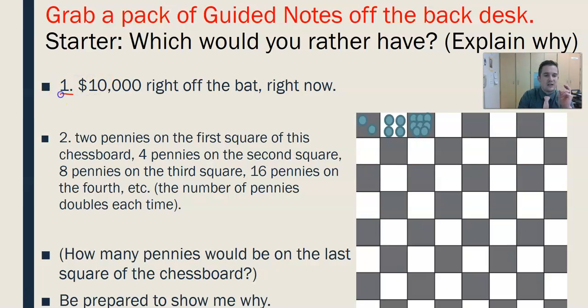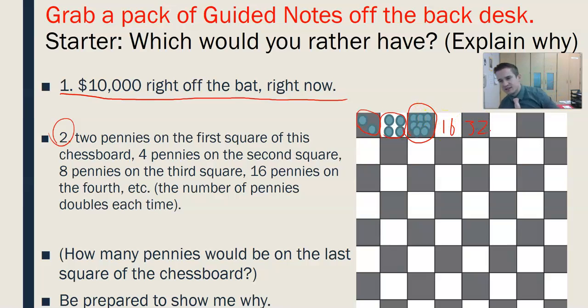So I had a starter in class where I asked, would you rather have $10,000 right now, right off the bat, no questions asked, or would you rather have 2 pennies on the first square of this chessboard, 4 pennies on the second square, 8 pennies on the third square, 16, 32, etc., etc., etc. Would you rather have $10,000 or the number of pennies that are on this entire chessboard?